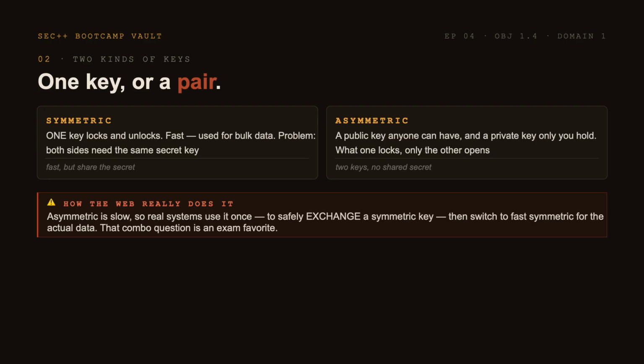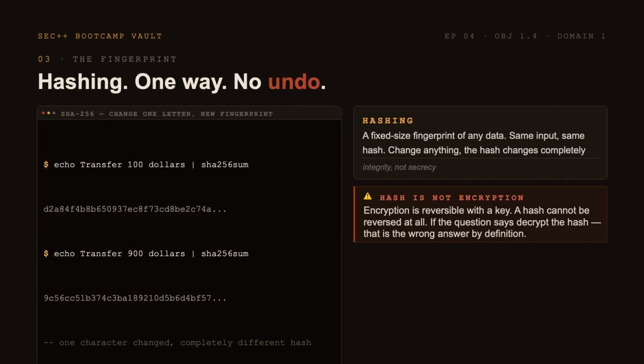And here is the favorite exam question. Real systems use slow asymmetric just once to safely exchange a symmetric key, then switch to fast symmetric for the actual data. Best of both.